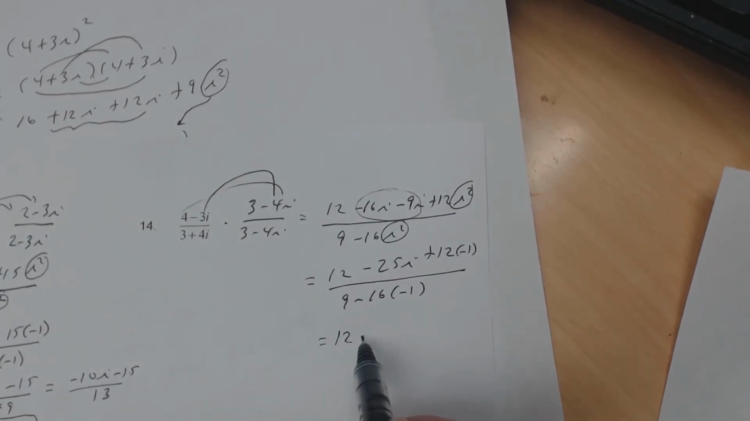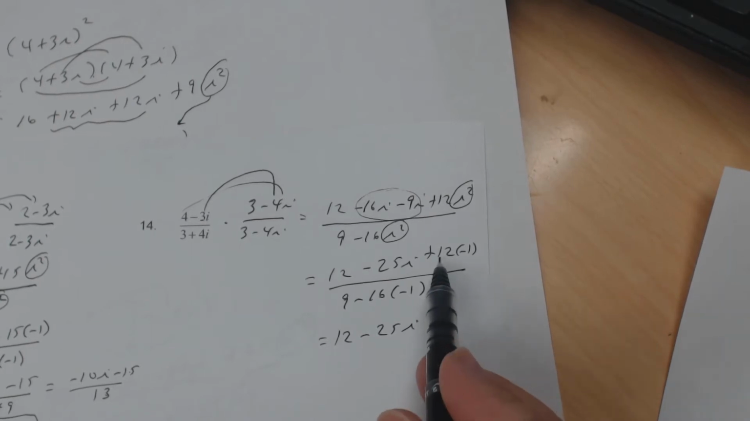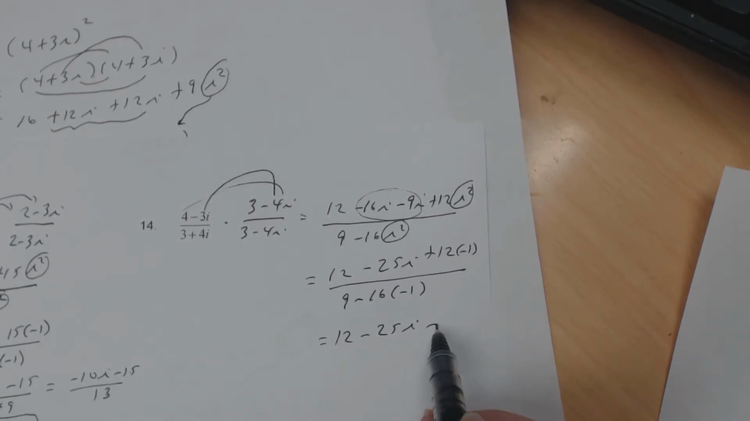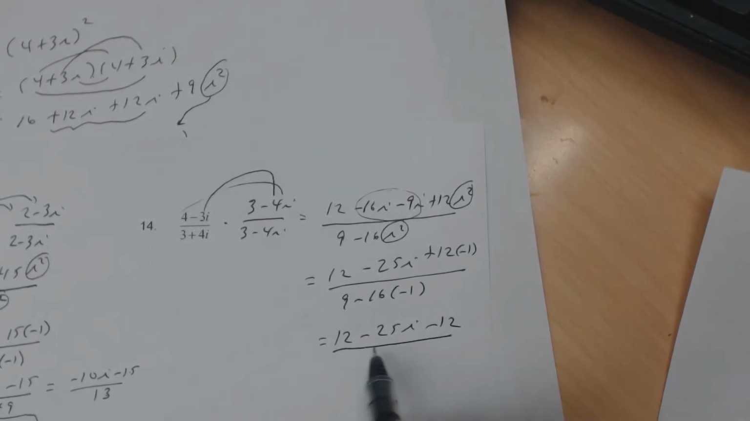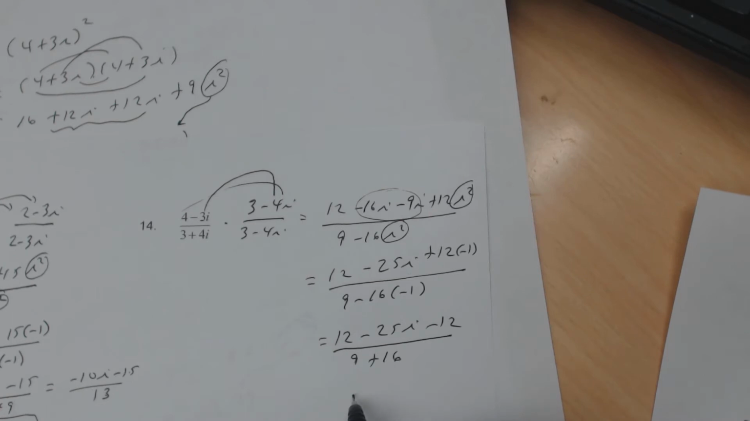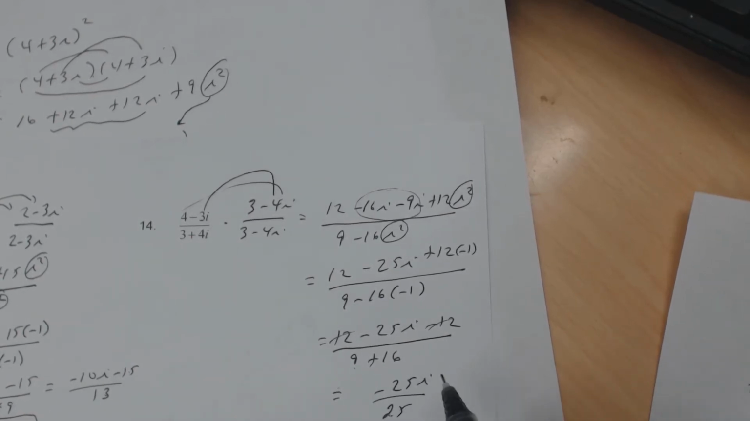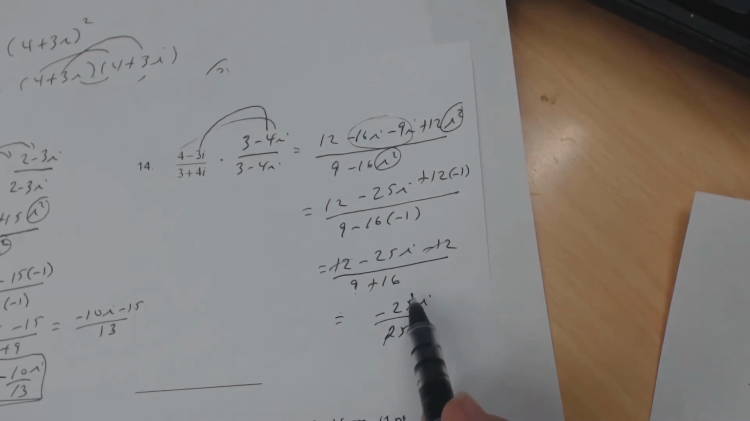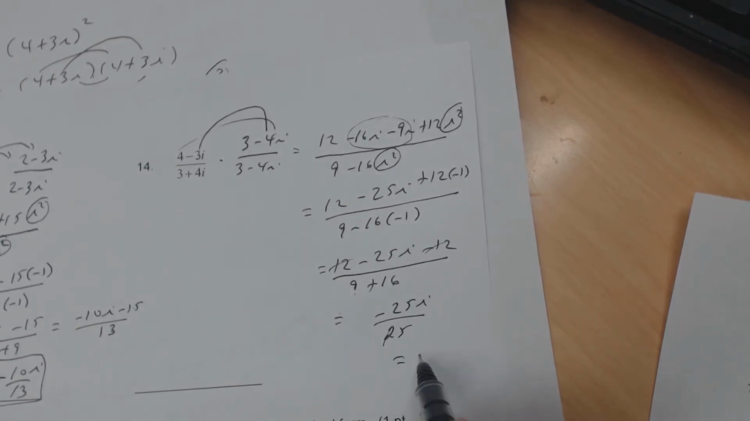So then I get 12 minus 25i, a positive 12 times a negative 1 is a negative 12, all over 9, a negative 16 times a negative 1 is a positive 16. So the numerator, the 12s cancel out, and you're left with negative 25i. And the denominator, 9 plus 16 is 25. Reducing, this just becomes negative I. So there's your answer, negative I.